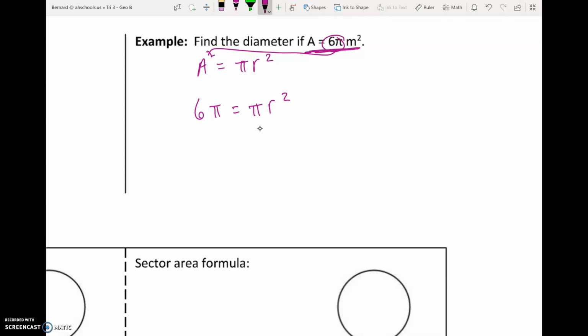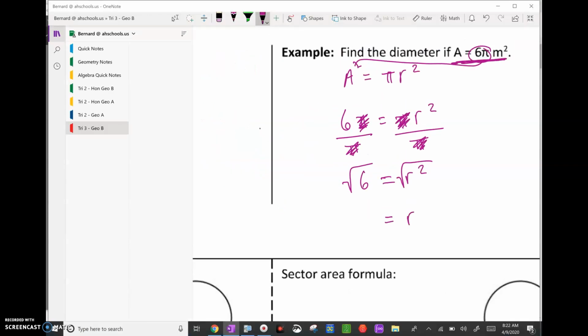And so remember, we need r again. So to get r by itself, we first have to get r squared by itself. So again, the first step is divide both sides by pi. And this is a nice step because on our right, when we divide by pi, the pi's cancel out, right? But on the left, there's a pi up top and in the bottom now too, and so those pi's cancel out. And it just leaves us with 6 on the left and r squared on the right. And so now for us to get r, we just square root both sides. And my radius is whatever the square root of 6 is.